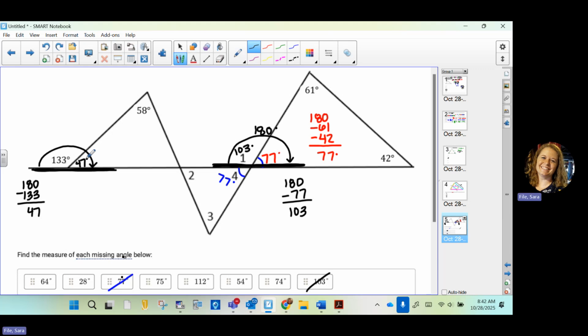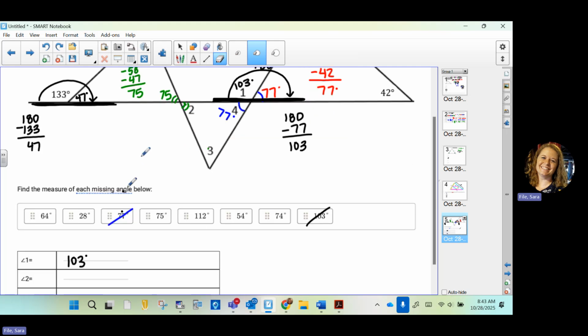Now, I said that the 3 angles in the triangle have to add to 180. So I can say 180 minus 58 minus 47 and see what's left for this 3rd angle, which is 75. And then what angle relationship does that 75-degree angle have to angle 2? Yeah, they're congruent. Those are vertical angles, just like the 77 and the 4 over here. Across from each other at an intersection. So angle 2 is 75.